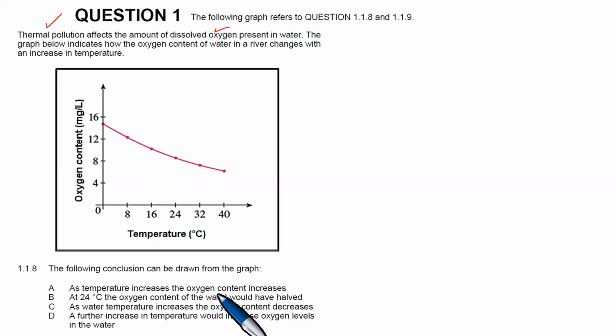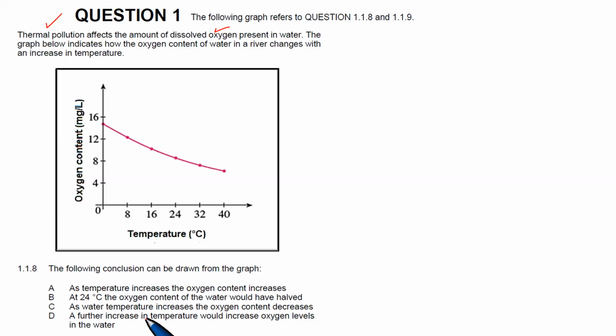As the temperature increases, the oxygen content increases. And you can see that as the temperature increases, the oxygen content appears to be going down. At 24 degrees Celsius, for example, the oxygen content of the water would have halved. As water temperature increases, the oxygen content decreases. A further increase in temperature would increase oxygen levels in the water. So we are asking the question then, which one is the correct answer here?